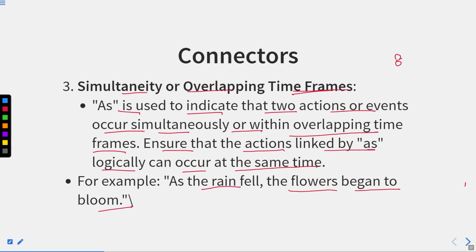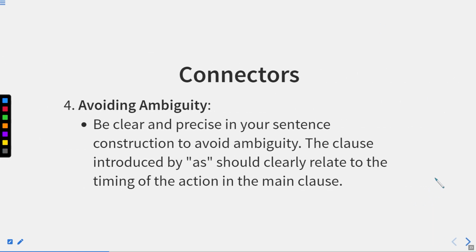For example, here is a flower, and from here the rain drops, you can see. The rain is dropping over these flowers, and these flowers are blooming. As you can see over here, these two actions are occurring at the same time. I hope you understood this concept. Now let us move to the next one.